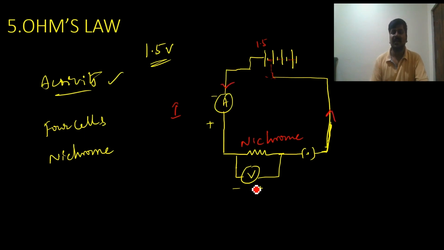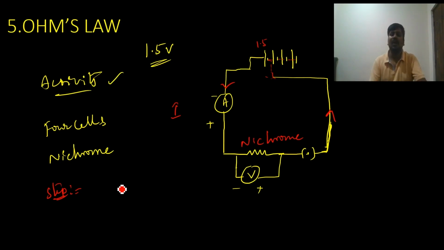After that, you have to consider the voltmeter reading. So step 1 is to first connect one cell and take the reading of ammeter and voltmeter. Then connect 2 cells and take the ammeter reading and voltmeter reading. Then connect 3 cells and take the ammeter reading and voltmeter reading. Then consider 4 cells and take the ammeter reading and voltmeter reading.